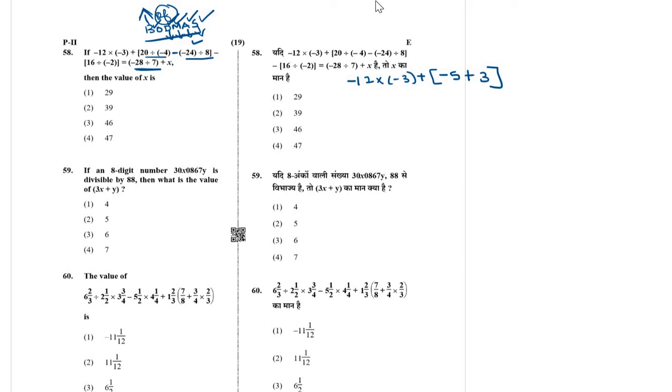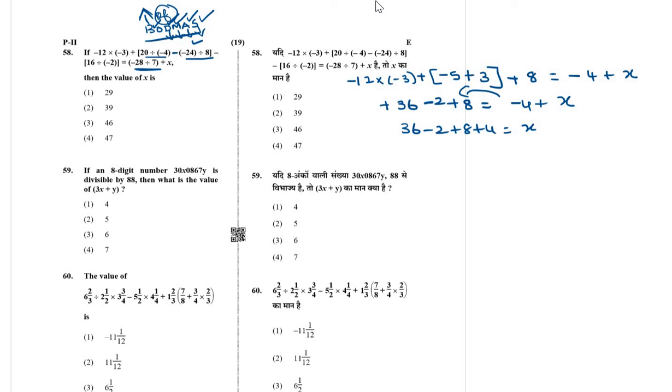And then here minus 16 divided by 2 means minus 8, so it will be plus 8. Minus into minus is plus. Minus 28 divided by 4 means minus 4 plus x. So this is 36 minus 2 plus 8 equal to minus 4 plus x. So take the number to this side: 36 minus 2 plus 8 plus 4.